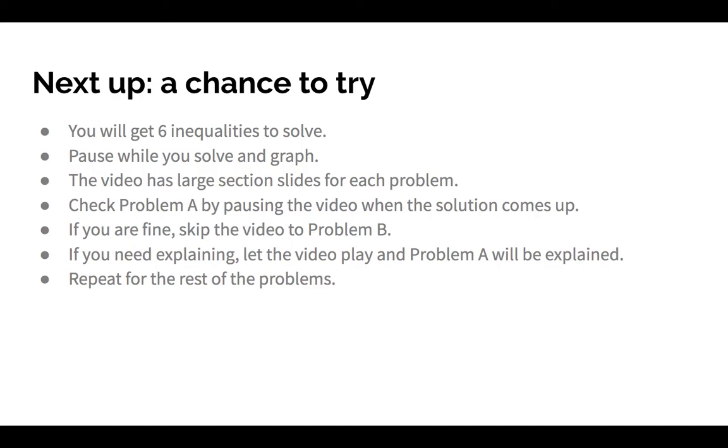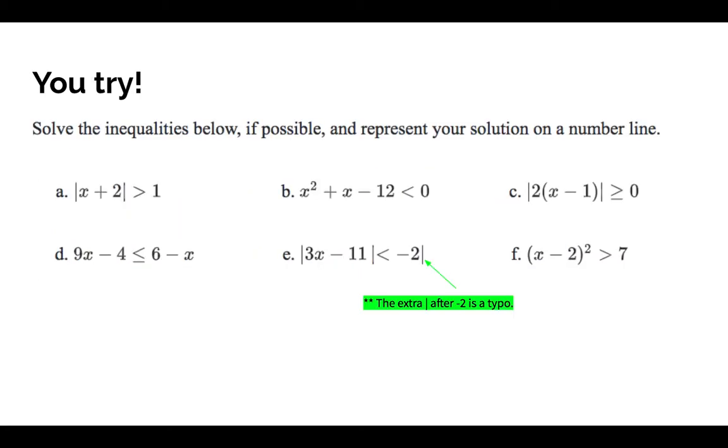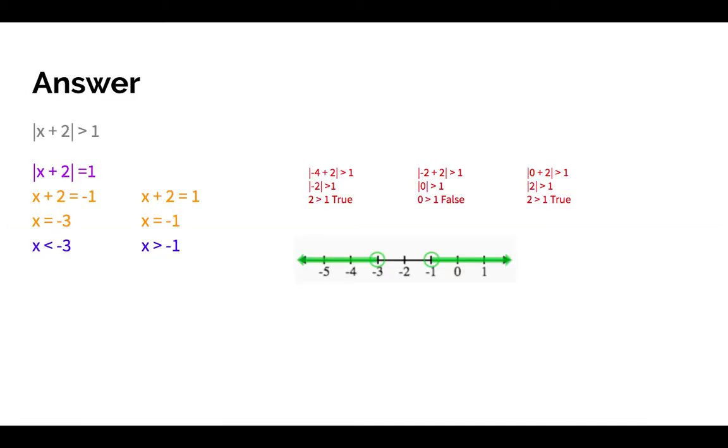Here are your 6 inequalities. Go ahead and pause and see if you can solve all 6. With E, for some weird reason, CPM had an extra absolute value bar just sort of hanging around. That was a typo. So here are your 6. Pause and come back when you're ready. All right, we're going to start with problem A. Here's the solution. Pause while you check.